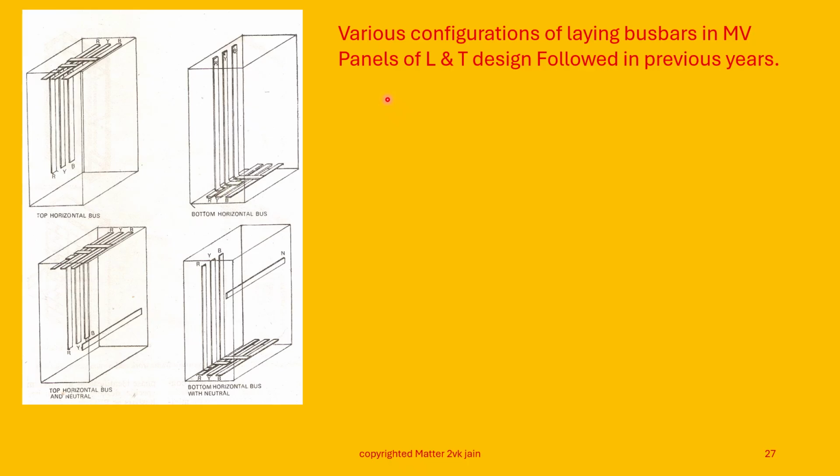The figure on the left hand side, friends, shows various configurations of laying bus bar in MV panel. This particular one is an L&T design but was followed in previous years only.